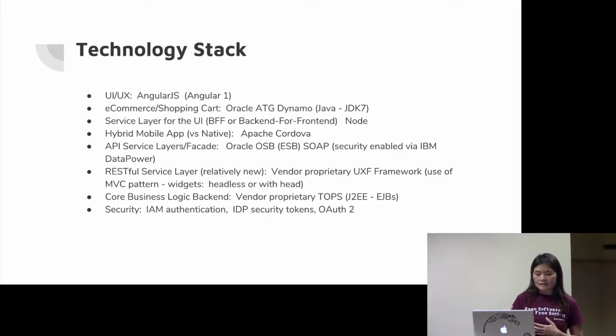Then the core business logic backend is vendor proprietary. They call it a top system, and it manages order management, customer service, and wireless subscriber systems. All the business logic is done on that layer. On the security side, we have access management, authentication, and security tokens, and we make use of OAuth 2.